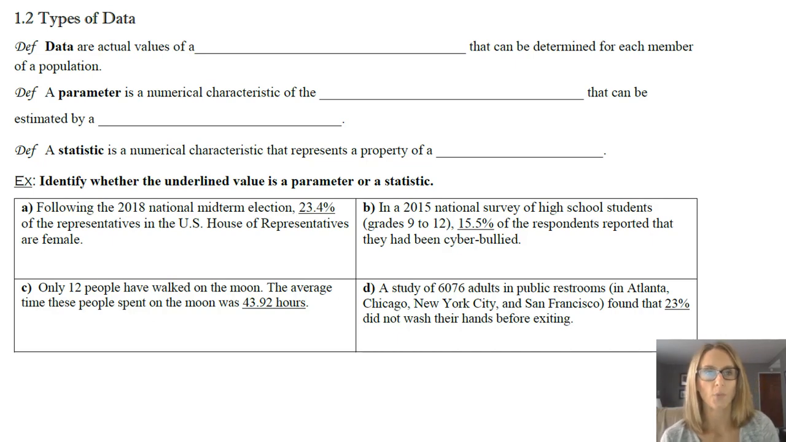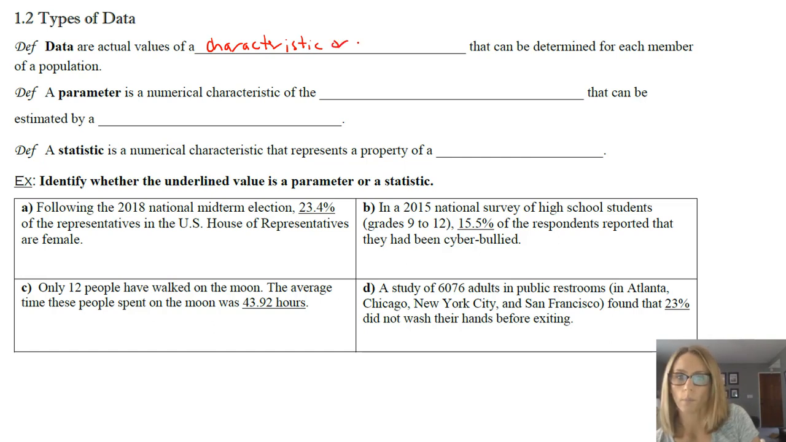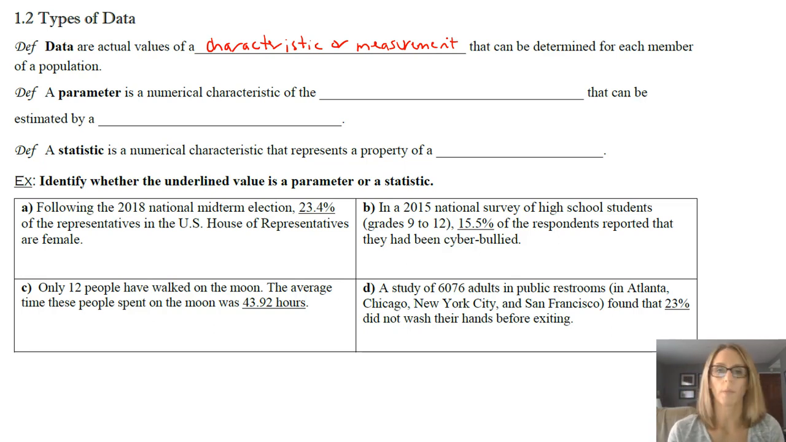So here we are in section 1.2, which is types of data. So now we have a definition of data, and most students have heard the word before. In the statistical concept, like in this class, data are actual values of a characteristic or measurement that can be determined for each member of a population. So, it's some sort of information that we're collecting.